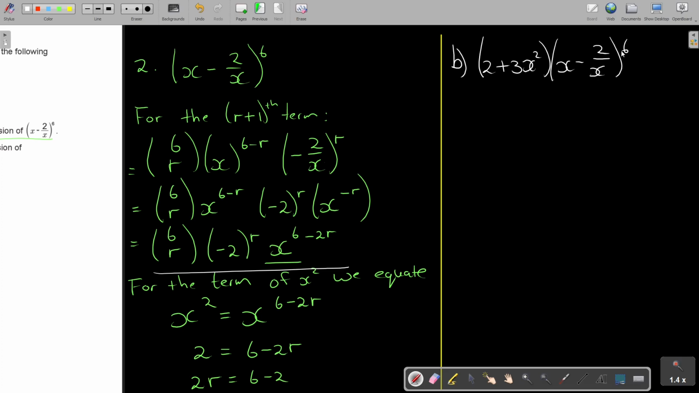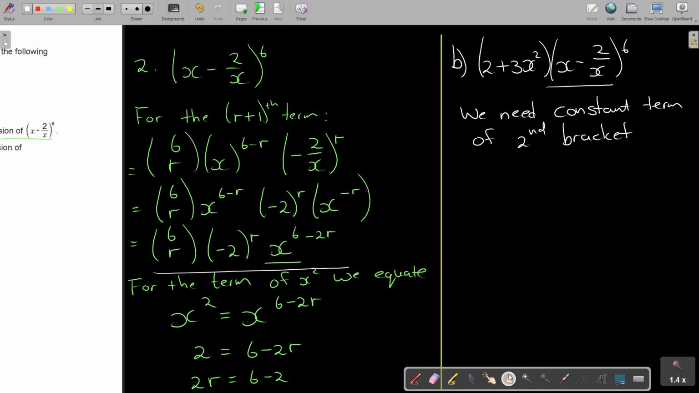Okay, so we have the x² term. For this bracket, we have the x² terms, but we need the constant term of the second bracket. Okay, and then I can start the multiplication and find the value of x².